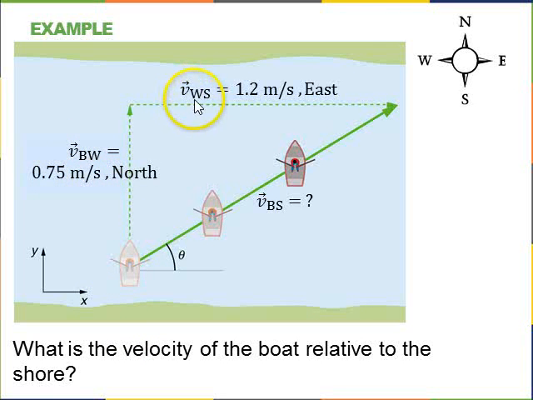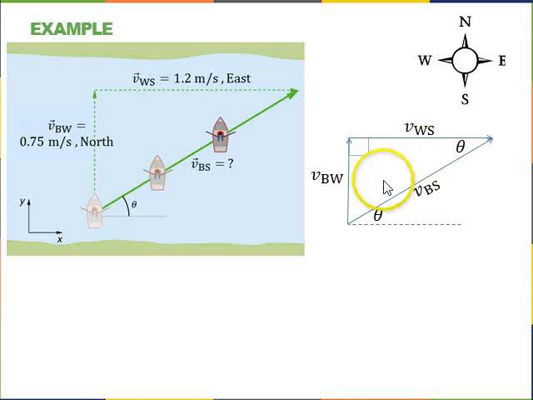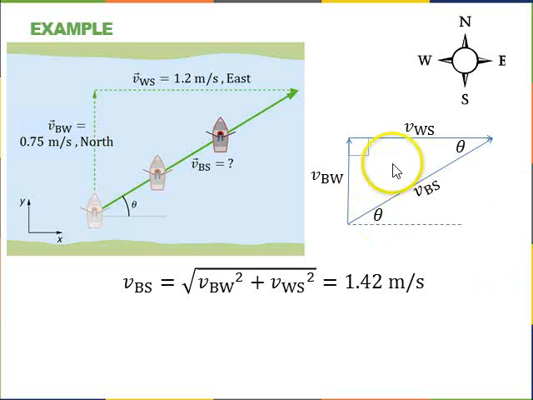And then the velocity of the water relative to the shore is that the whole river is going 1.2 meters per second towards the east. And so the equation looks like this. Velocity of boat relative to shore equals boat relative to water plus water relative to shore. So these inner subscripts cancel out. And then you've just got a triangle here. It happens to be a right angle triangle. There's your theta. You can use Pythagoras.